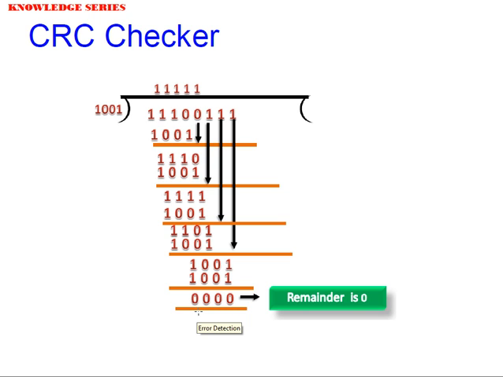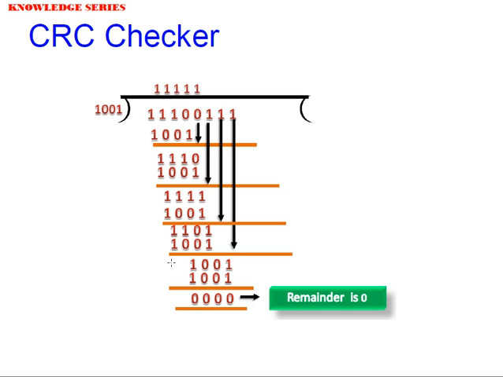So this is the cyclic, or CRC, form of checking. If it is error free, it will show that the transmitted and received bits are identical. But if the remainder is not zero, it will identify that there is a change in the message because of the transmission. So this is what we see in the case of CRC.